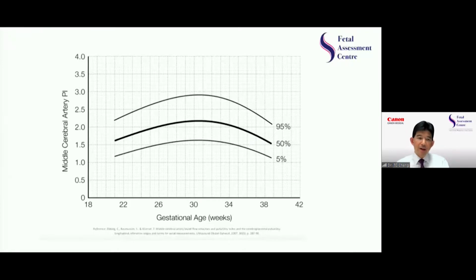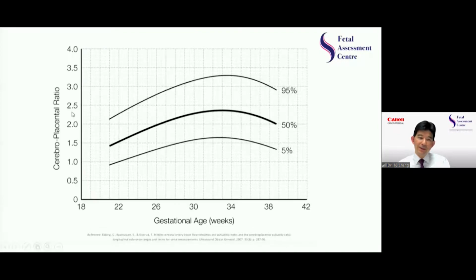Let's look at this. Of course, we have charts for middle cerebral artery PI. On its own, I would say it's helpful, but not as helpful as if you were to plot your results on the cerebral placental ratio. And this is basically the MCA PI over the umbilical artery PI. And most clinicians would use the fifth centile cutoff to determine whether there is cerebral sparing or not.